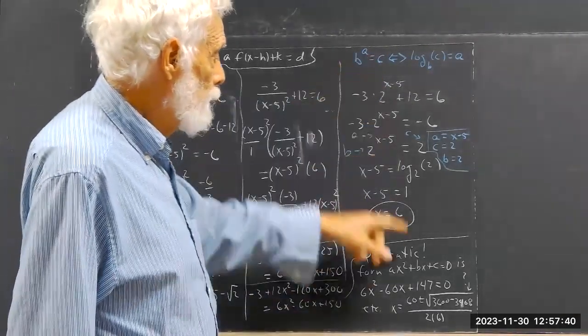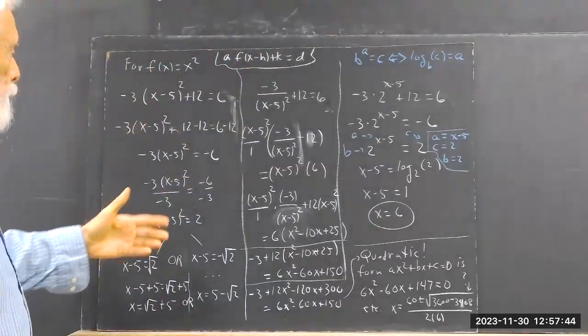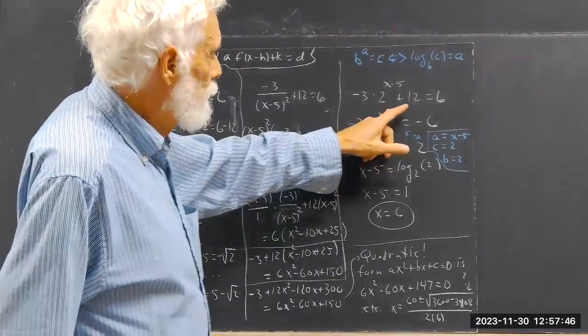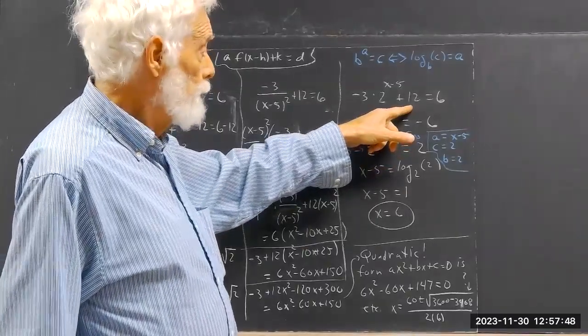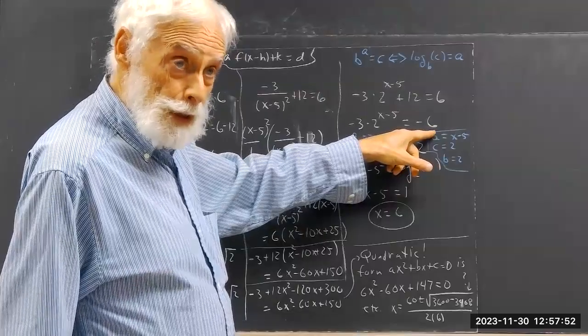Go to the exponential function. Again, we do the same few steps at the beginning. We know if we subtract 12, it's going to go away, and we're going to get negative 6. I didn't write out every step here.